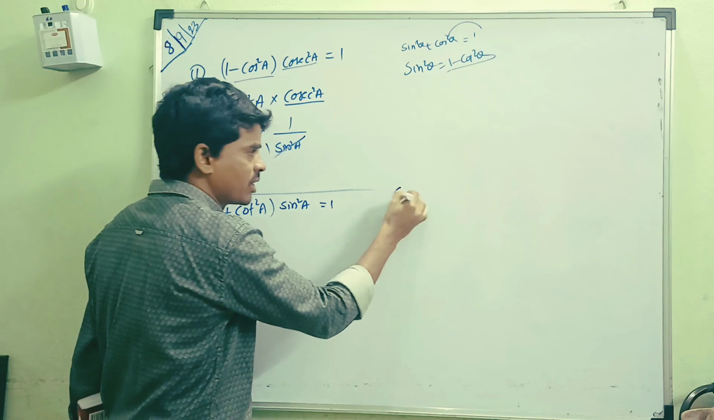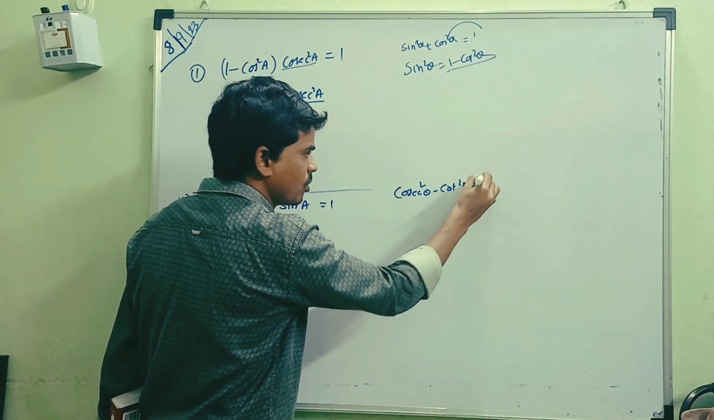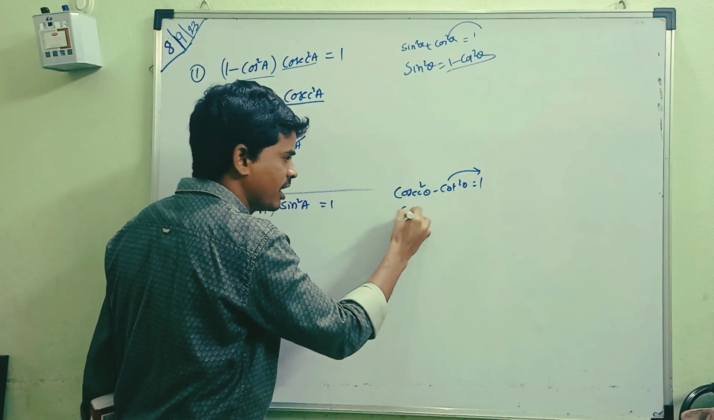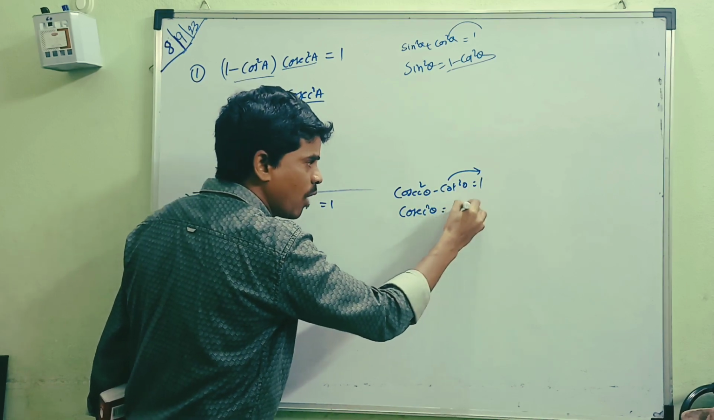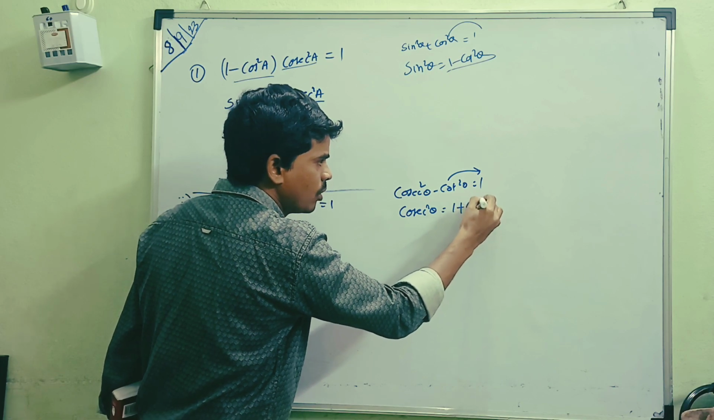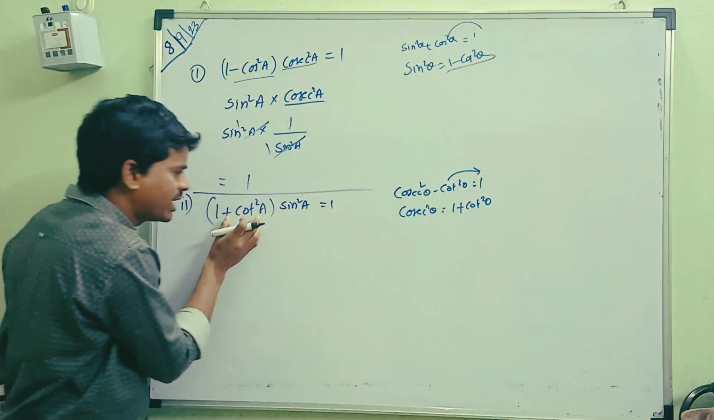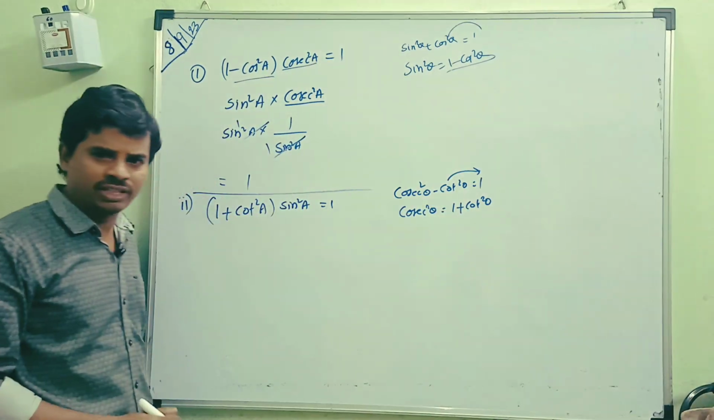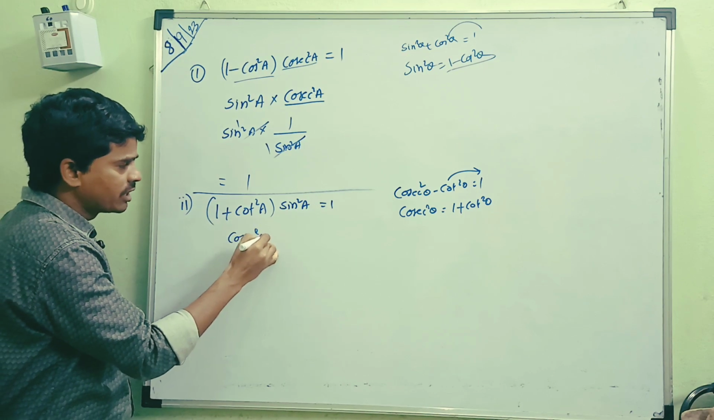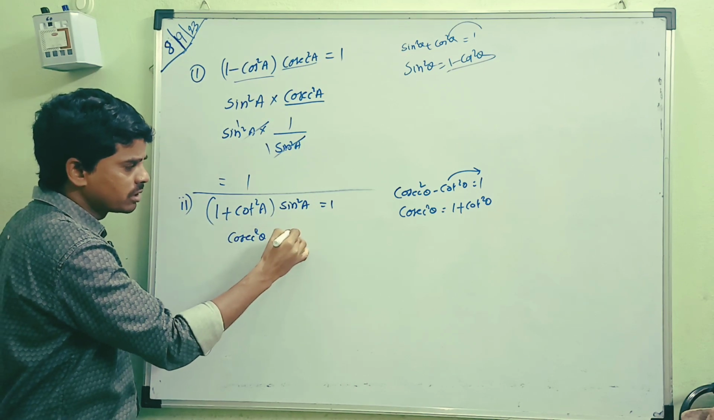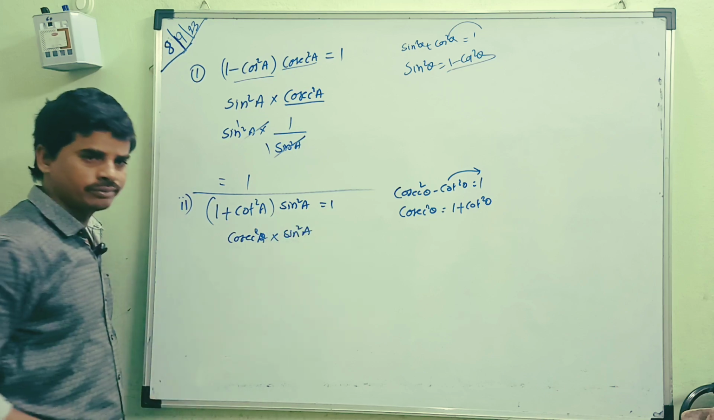So write the formula first. Cosecant square theta minus cot square theta is equal to 1. Cot square theta you transfer that side. Cosecant square theta is equal to, if you transfer it, 1 plus cot square theta. So 1 plus cot square we can replace with cosecant square theta. Yes or no? So now cosecant square theta into sin square, cosecant square A into sin square A.